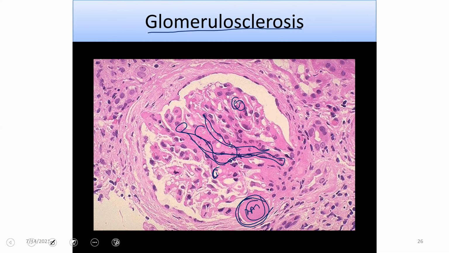Although this is not a PAS positive stain, we can appreciate this nodule, and this nodule is characteristic for diabetes, and this nodule is known as Kimmelstiel-Wilson nodule. So this is also about the glomerular sclerosis that we appreciate in case of diabetes. So these are various causes that will lead to chronic kidney disease or chronic renal failure.